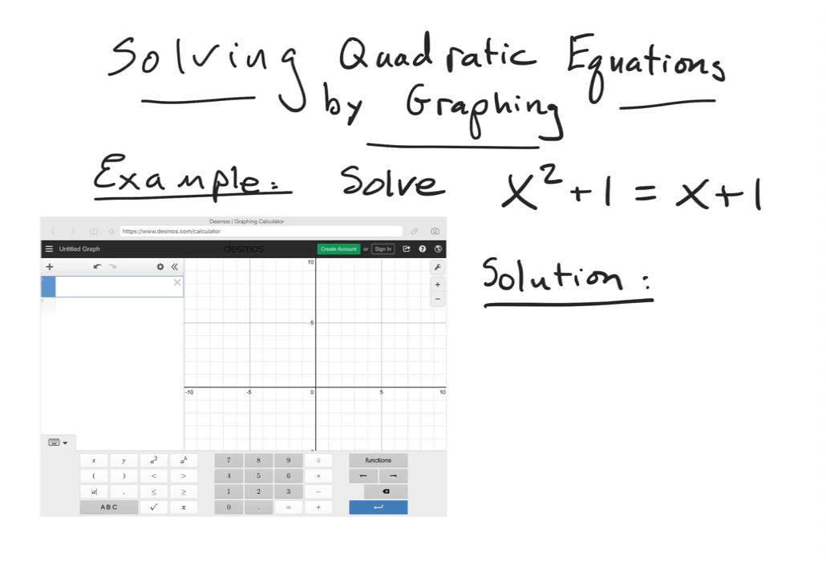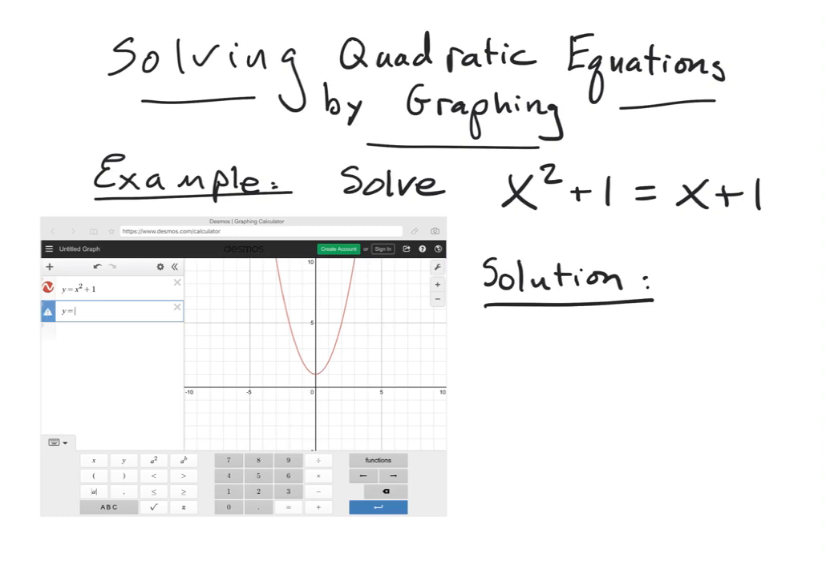Let's click on our happy little Desmos graphing calculator here, and we'll type in our two equations. I'm going to type in y is equal to x squared plus 1 to give us the graph of the parabola. We're just adding back in the y's so that we know what our outputs are. They're both equal to each other because y is equal to x squared plus 1 is also equal to x plus 1. So it's kind of like a substitution problem.